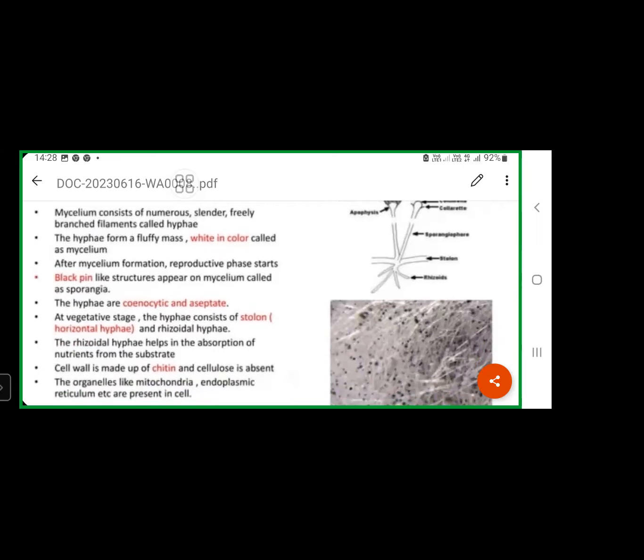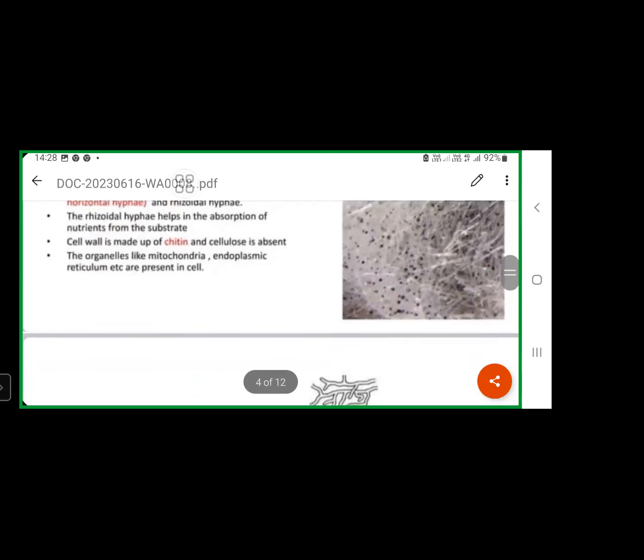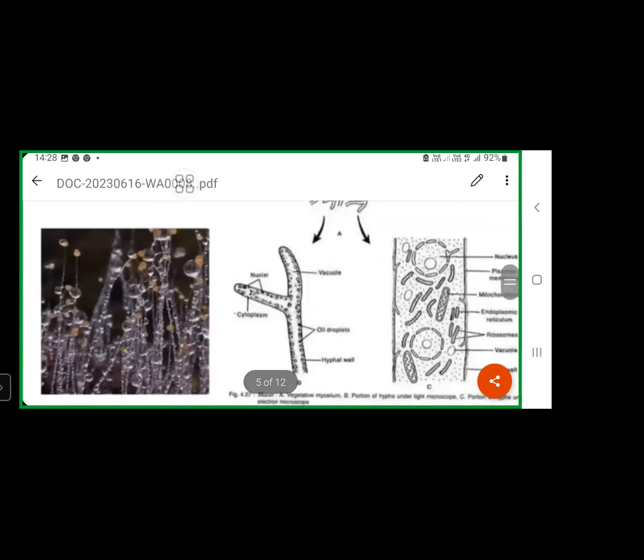If you observe the cytoplasm of this Mucor cell, what kind of cell organelles are present in its cytoplasm? Mitochondria are present, endoplasmic reticulum is present, and next ribosomes and vacuoles are also present. You can see all these cell organelles in the cell of Mucor. This is about the morphology and structure of Mucor mycelial cells.